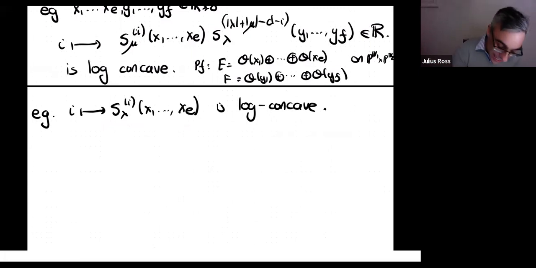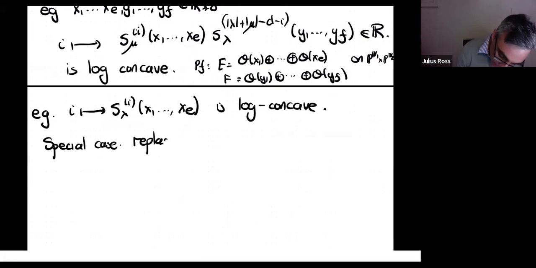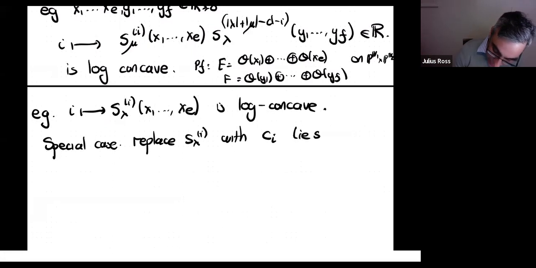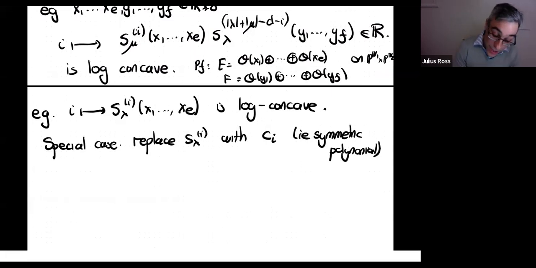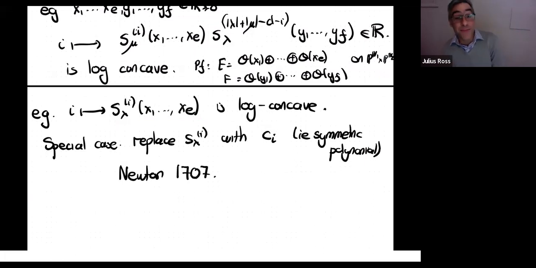But I do know one case, there's a special case. You can replace S lambda of I with the symmetric polynomial, Ci, so I is symmetric polynomial. So then this is a classical thing. If you take the symmetric polynomial and these positive things, this is log concave, and this is due to Newton, 1707. There you go. So Newton proved this statement about symmetric polynomials.